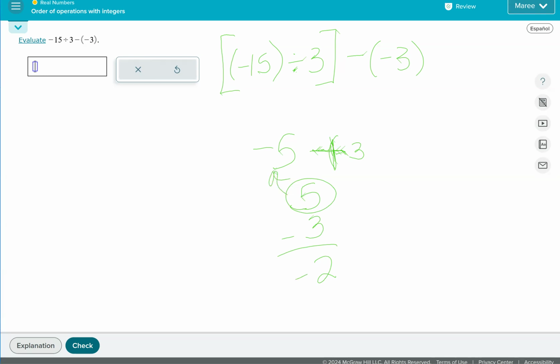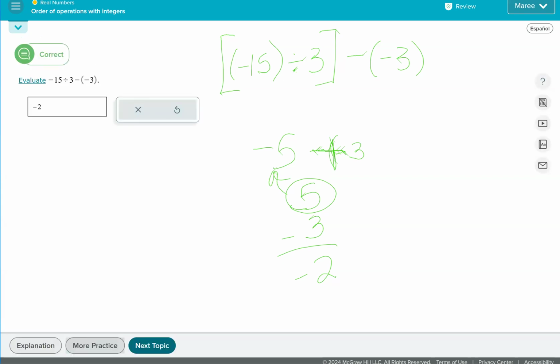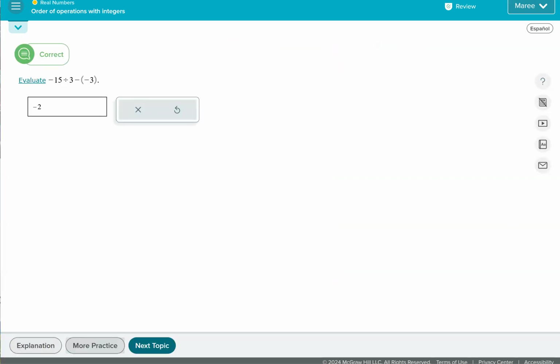That sign is so important when you're doing math. We want to make sure our signs are correct. Okay, that's the end of the lesson.